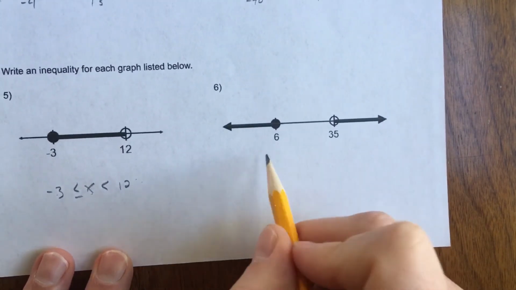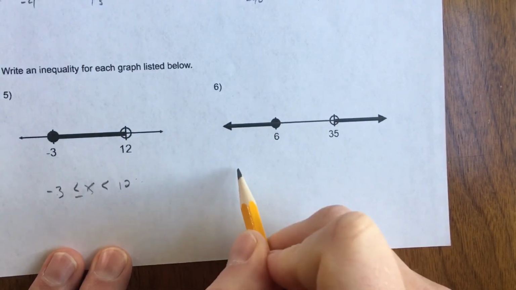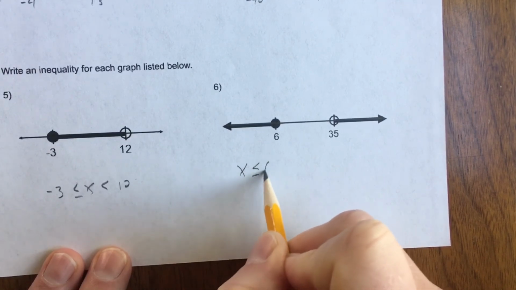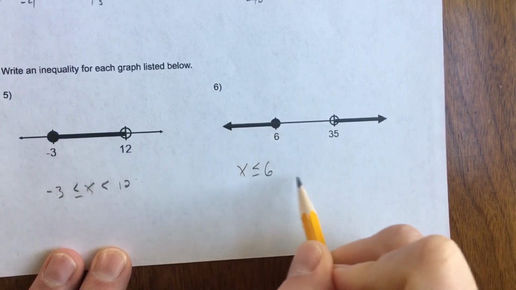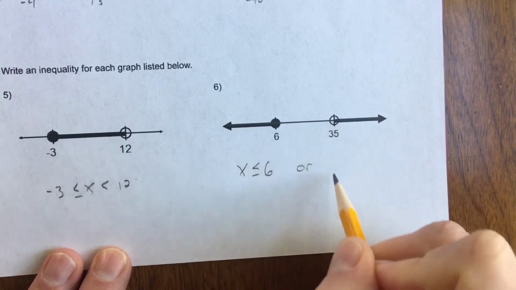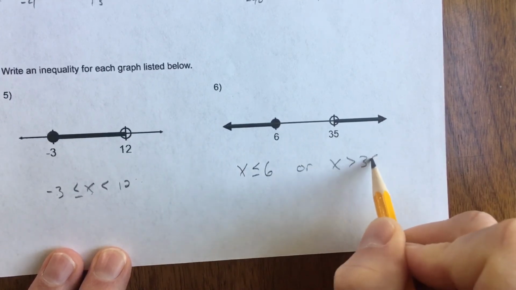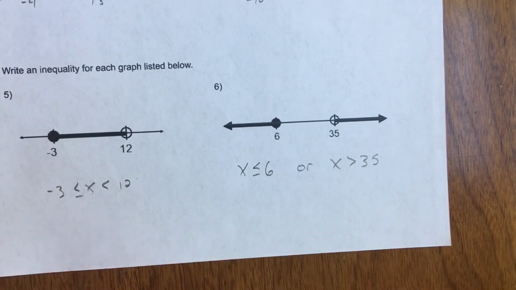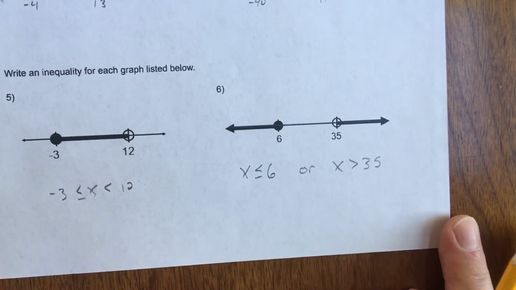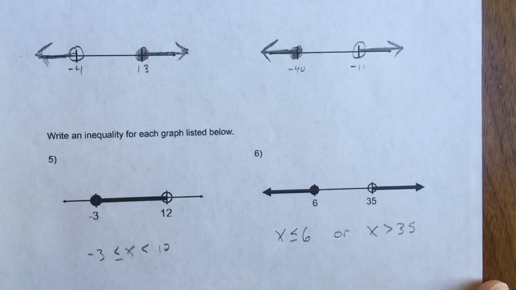Over here, we're saying that x can be anything less than or equal to 6. So I'm going to write that. X is less than or equal to 6. That represents this one. Or x could be anything greater than 35. Hopefully that felt pretty simple. Tomorrow we solve them and shouldn't be too bad.